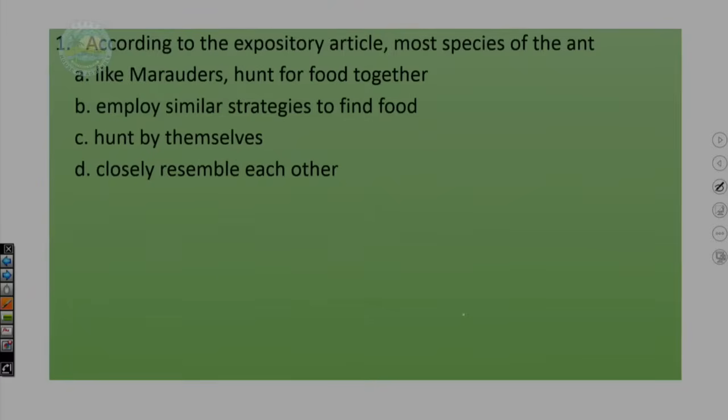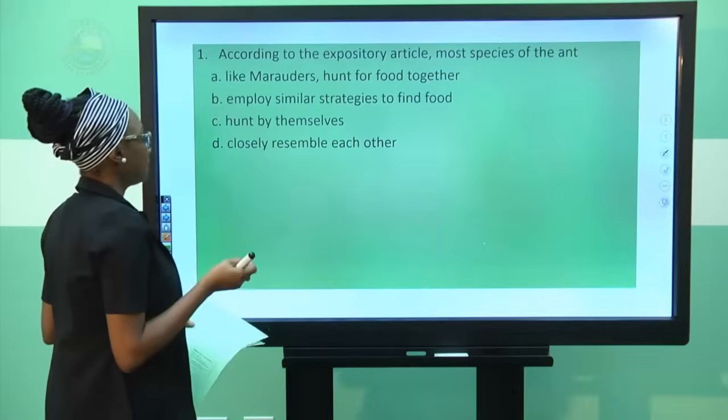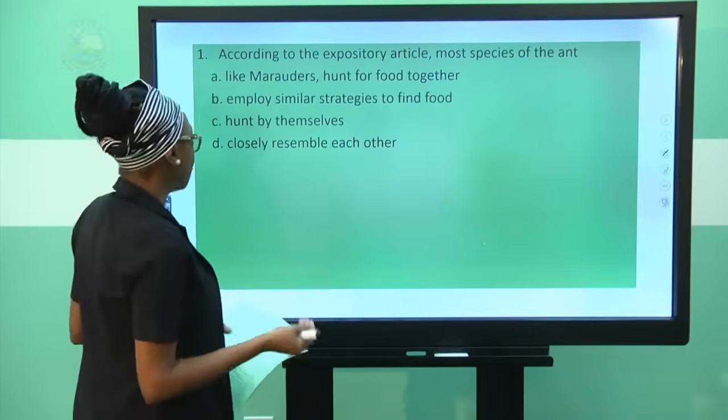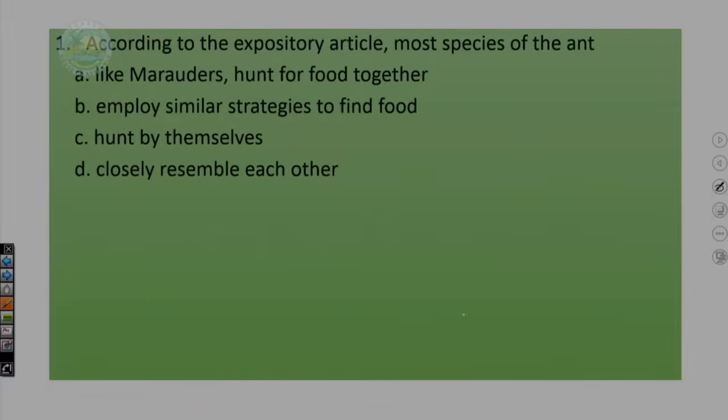So we're going to look at it. I want you to look at it. Is it that most species of ants are like marauders and hunt for food together? Is that contained in the article? Did the article say that they employ similar strategies to find food? Did it say that they hunt by themselves? Did it say that they closely resemble each other? And a careful analysis of the information tells us that our answer is C. Most species of ants hunt by themselves.